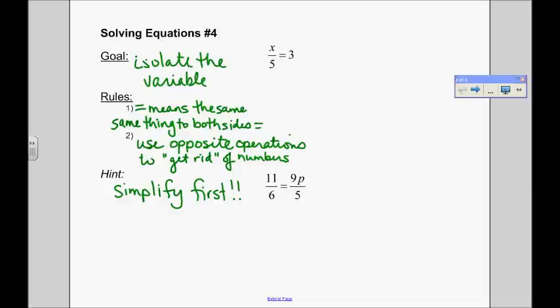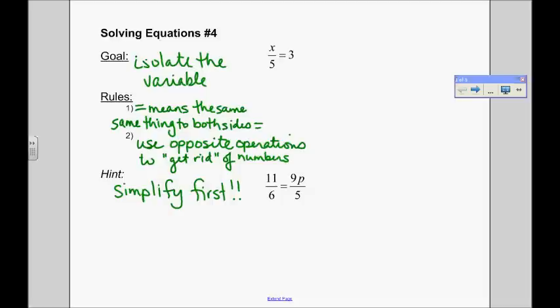All right. Isolate the variables. Equals means the same. Use opposite operations. And sometimes it's helpful to simplify first. Now, solving equations 4 brings us to fractions. I know you guys love fractions.